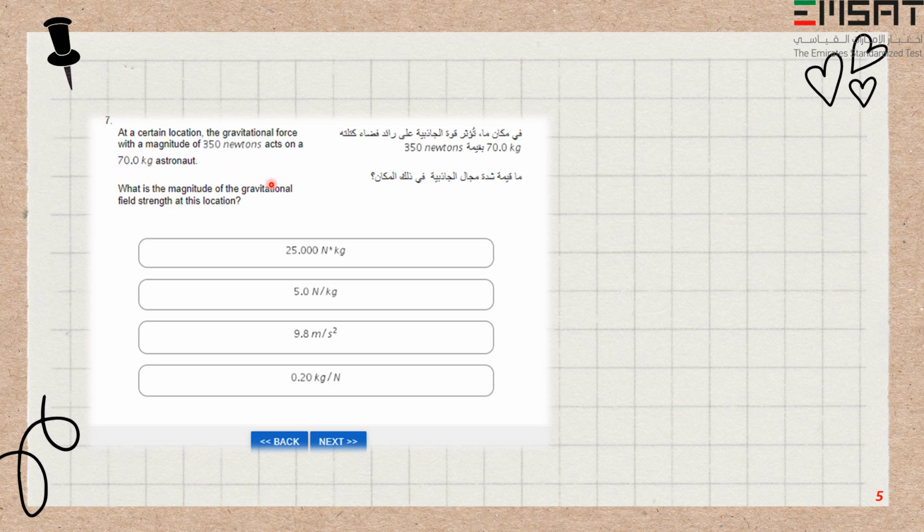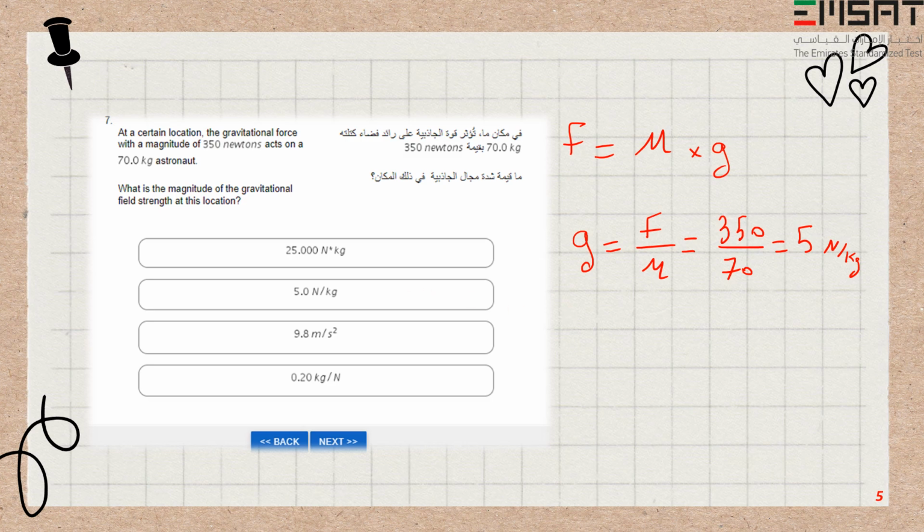At a certain location, the gravitational force with a magnitude of 350 newtons acts on a 70 kilogram astronaut. What is the magnitude of the gravitational field g? So it's similar to the previous question, where force is equal to mass multiplied by gravity. So gravity is equal to force divided by the mass. So it's 350 divided by 70, and the answer is 5 Newton per kilogram.